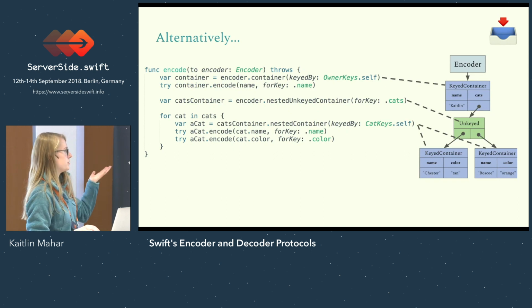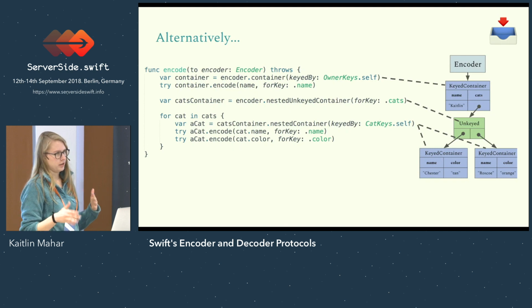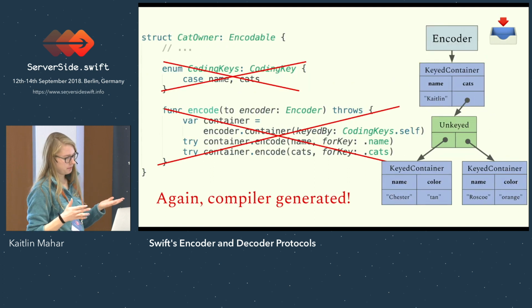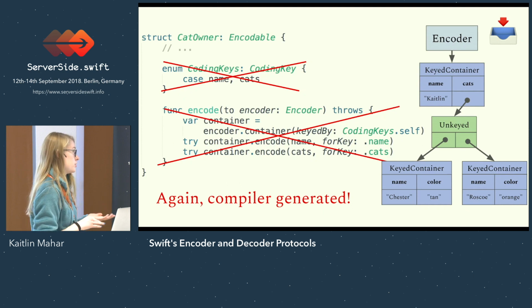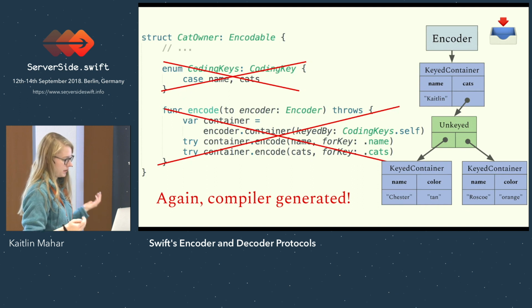But sometimes you may need to do this if you need to make some kind of decision about what to encode or decode based on additional context. But again, that default behavior will be generated by the compiler for us. All we actually needed to do is mark cat owner encodable. But now you have a basis for what that looks like if you ever wanted to customize how something like this gets encoded.